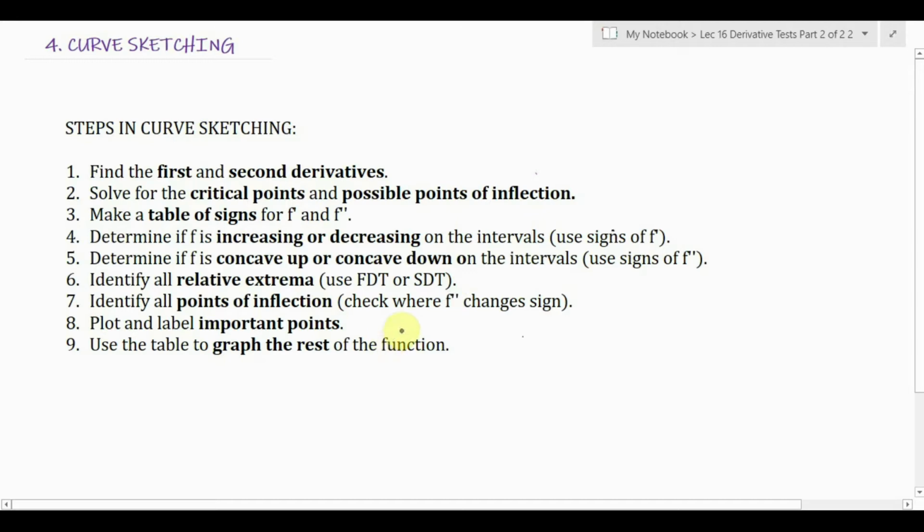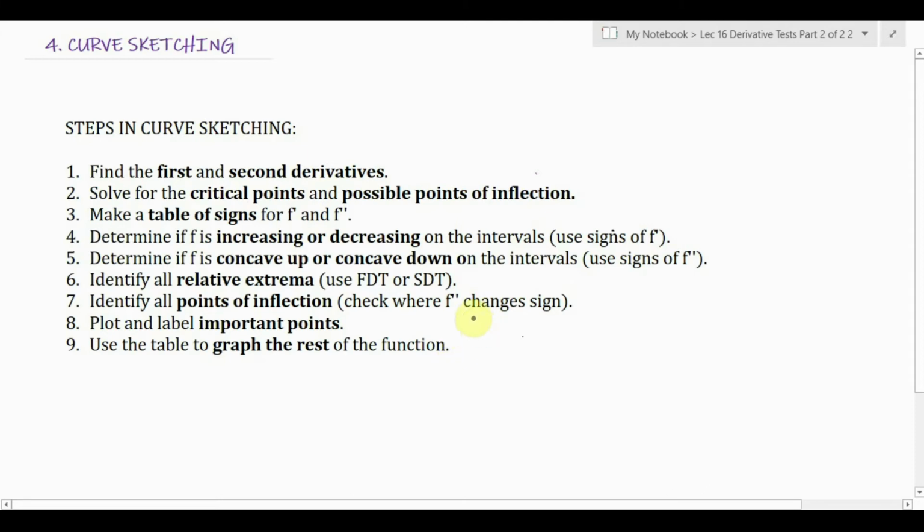And we start with plotting and labeling important points. So, by important points, I mean the relative extrema and the points of inflection. Dito, pwede nyo ring ilagay yung y-intercept para mas maging accurate yung graph kasi most of the time, yung y-intercept ay madali lang naman po nun. You just let x to be equal to 0. And based on the information that we have from step 4 and 5, we can now use that to graph the rest of our function.